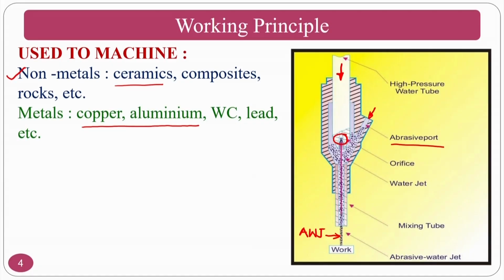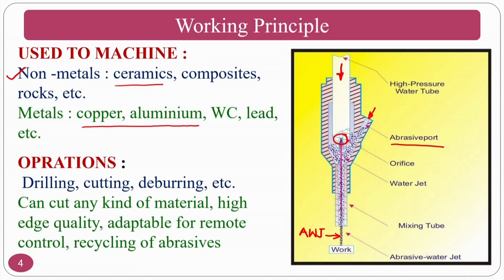Okay. So, comparatively EDM is much better than abrasive water jet machining. If partial metallurgical changes are acceptable in your requirement, then you can go for that one, otherwise you have to use this particular process. However, in abrasive water jet machining, you will have the problem of embedding of abrasive particles on the surface of these soft materials. So, operations, normally you can do drilling operation, cutting operation, deburring operation, all these things you can do. You can cut any kind of materials, with high edge quality, and it is adaptable for remote control.